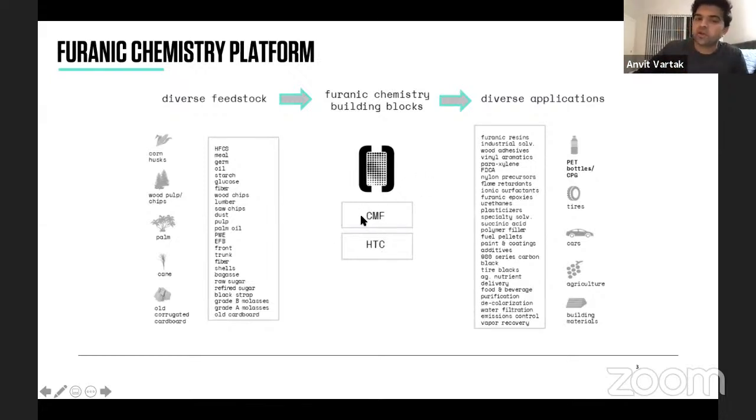Like CMF is chloromethyl furfural, so it's a furfural derivative. HTC is hydrothermal carbon, so it's mostly comprised of solid carbon biomass. And then the applications are a lot of these end products, and to mark some of them are PET bottles that we currently use to drink water and any other beverages out of. Carbon black, which is used as a filler in tires to give it mechanical reinforcement and make natural rubber stronger. So the black color that you see for your tires is because there's so much carbon black in it, that makes it strong. So it's a very important component of that.